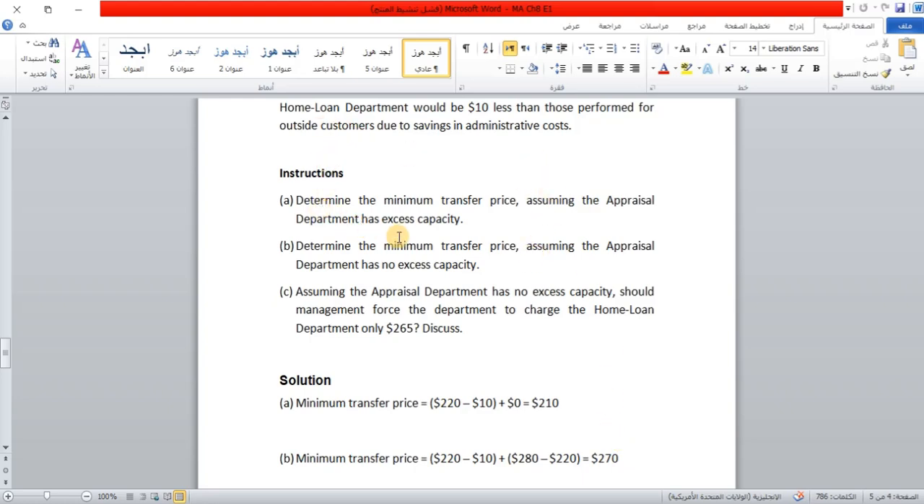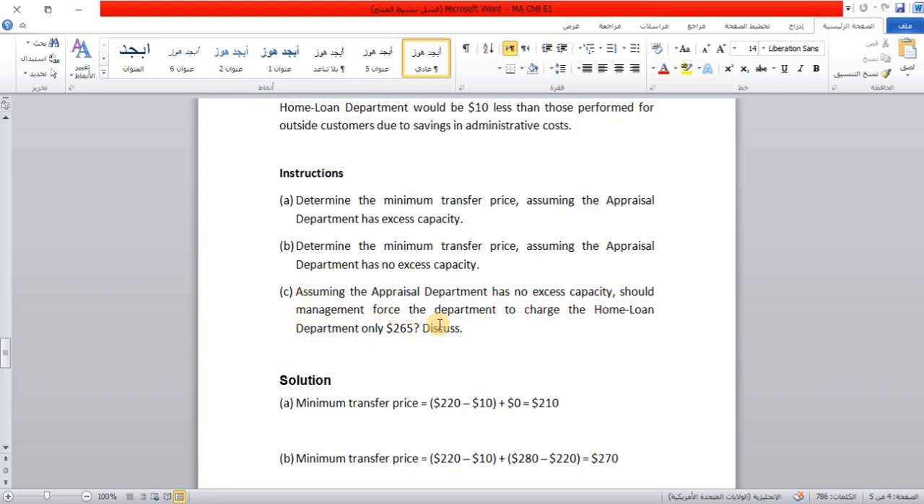The same case: in A, there is excess capacity, so the opportunity cost is 0. In B, no excess capacity, so the opportunity cost equals the contribution margin, 60. Original contribution margin 60. Assuming the appraisal department has no excess capacity. C relates to B. Assume the appraisal department has no excess capacity.